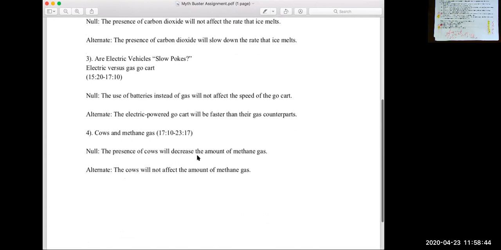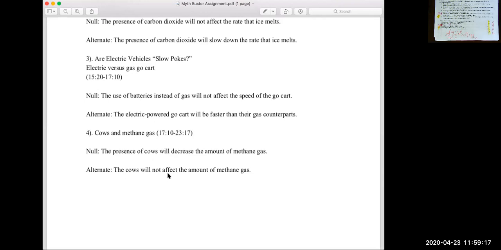The presence of cows will decrease the amount of methane gas; will not affect the amount of methane gas. Will decrease. Generally, for a null, it's the status quo. You're not going to be changing anything for your null. That's what things are. It is what it is for the null. The presence of cows does not do anything. I would switch this. This is an alternative. I mean, this is a null.